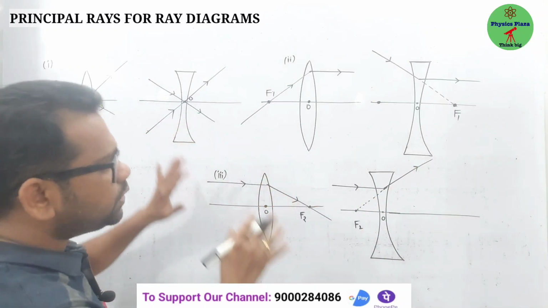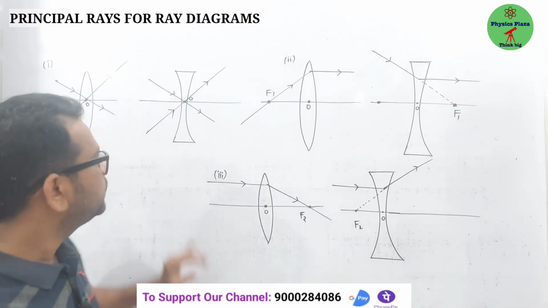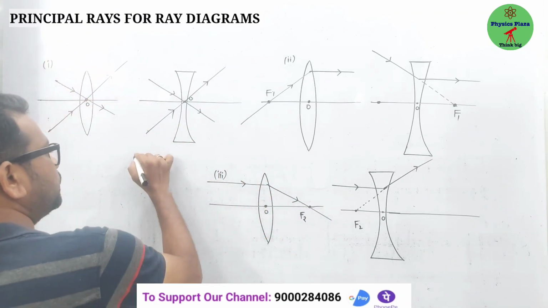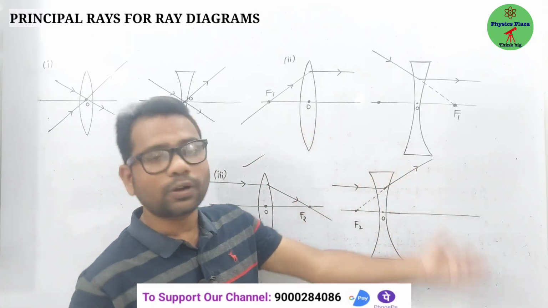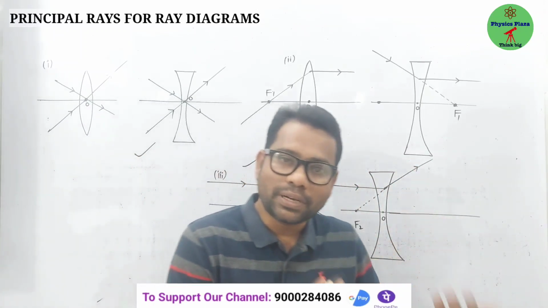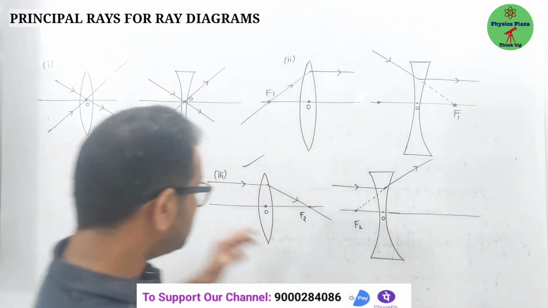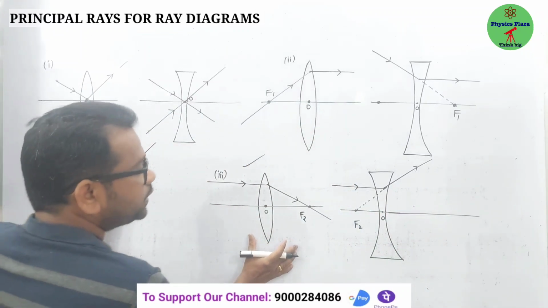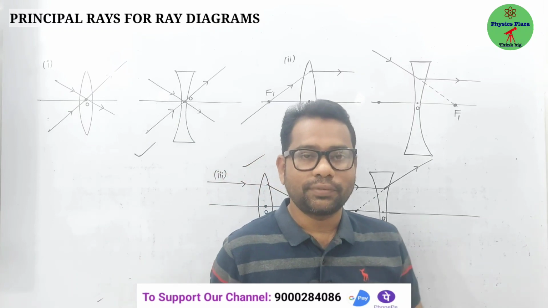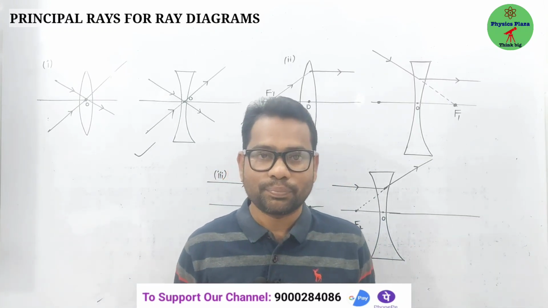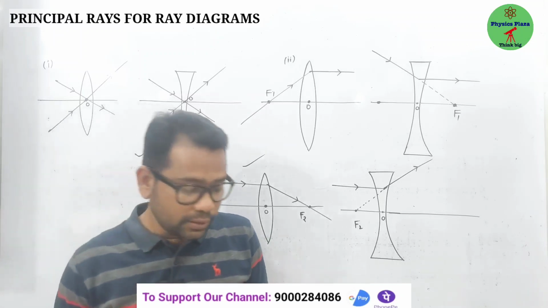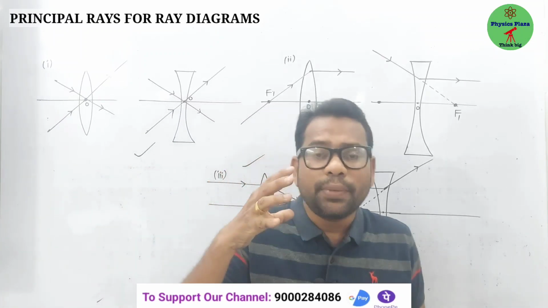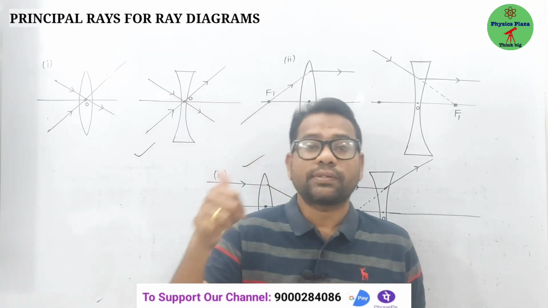Out of these three, children, I'm telling you, we will consider the first one and the third one. The second one is not required, though if you take it, you'll get the same ray diagram. These two light rays are enough to construct the ray diagram with either a convex lens or a concave lens. Clear? Now with the help of these light rays, we'll see the image formation by convex lens as well as concave lens.